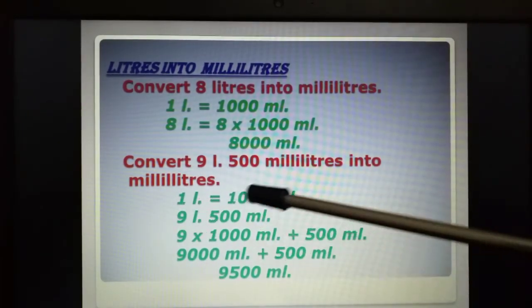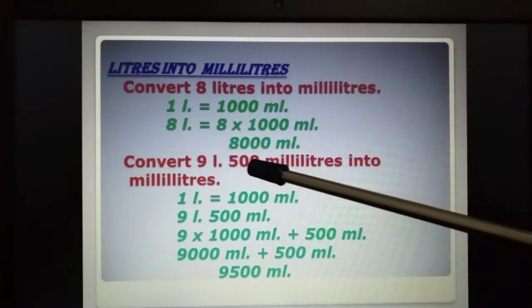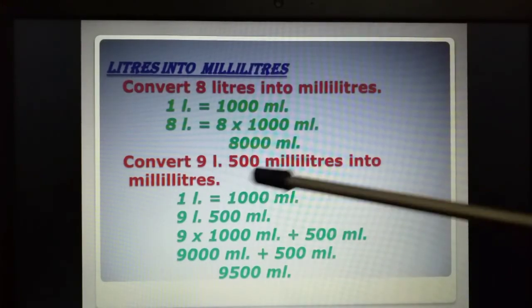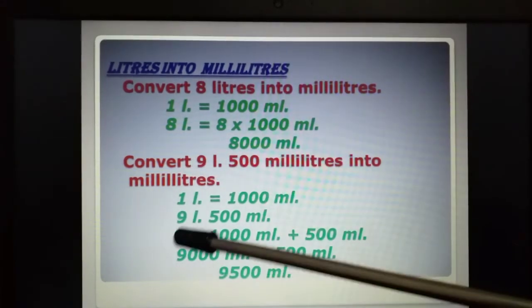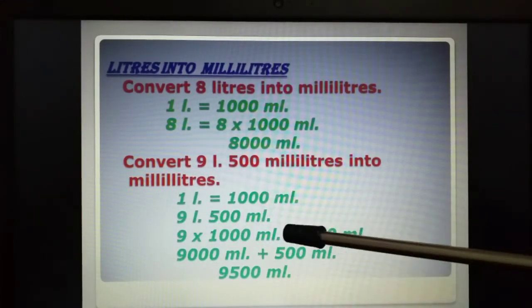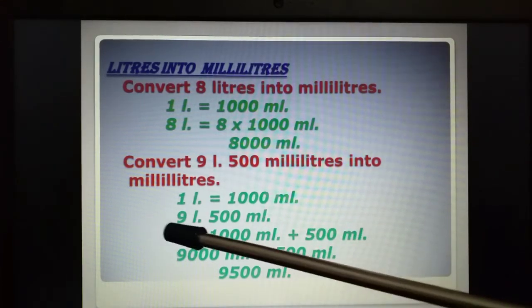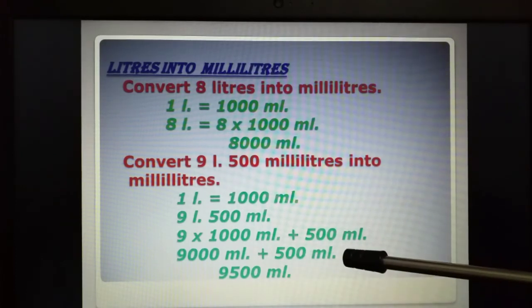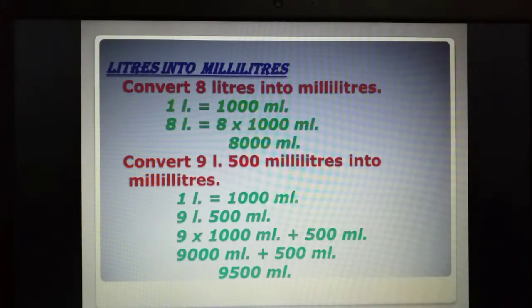Now another example, convert 9 liters 500 milliliters into milliliters. Now 1 liter is equal to 1000 milliliters, and in this question 500 is already in milliliters, so we have to add this only. We have to convert 9 liters into milliliters. So 9 into 1000 milliliters plus 500 milliliters. So 9 into 1000 is equal to 9000 milliliters plus 500 milliliters, that means 9500 milliliters.